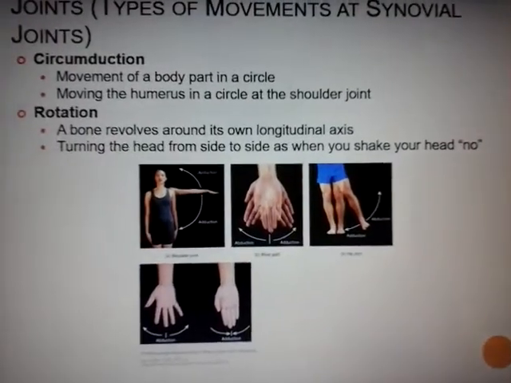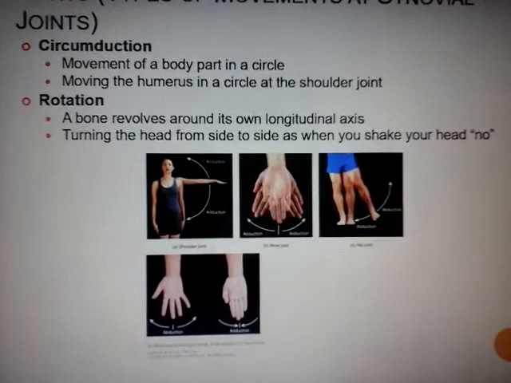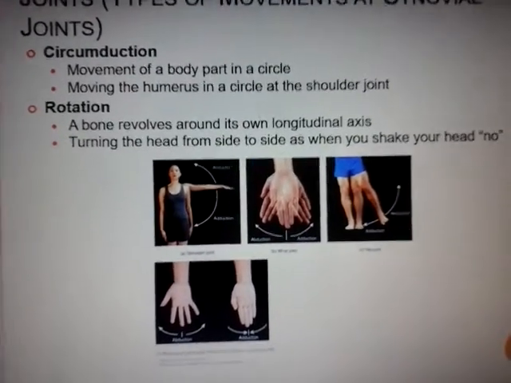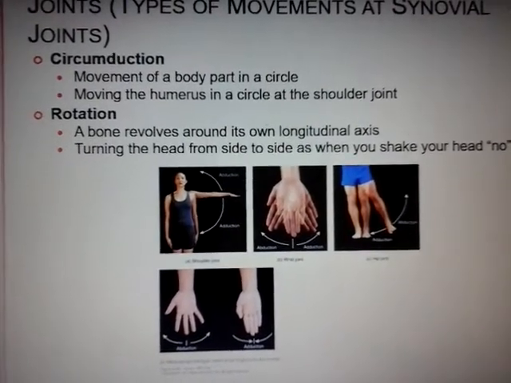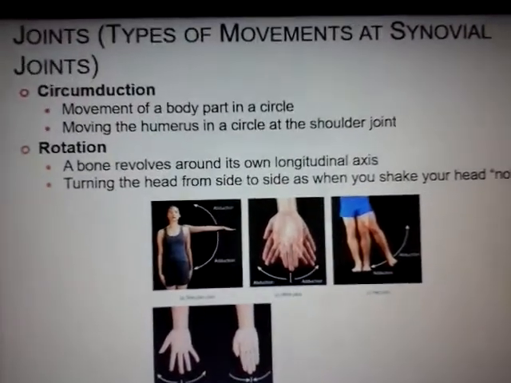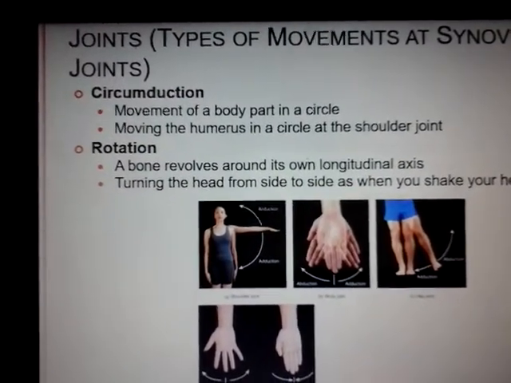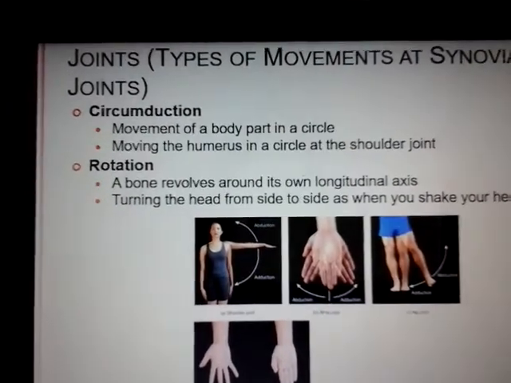Now, circumduction, you guys know circle means circle, to move around. So circumduction is where you can move your body parts in a circle. And this happens at your ball and socket joints. So your hip bones or your hip socket and your shoulder socket do circumduction. You guys know that you can spin your arm in a circle. That's multiple movements all at one time. You could actually do that with your hip.